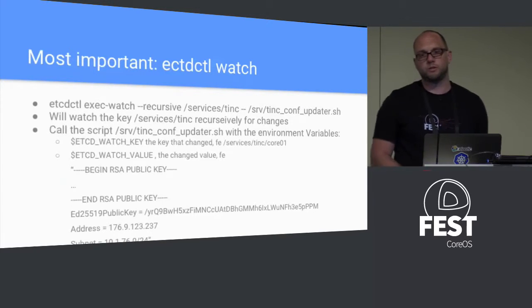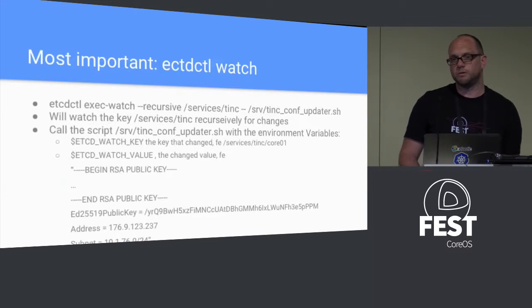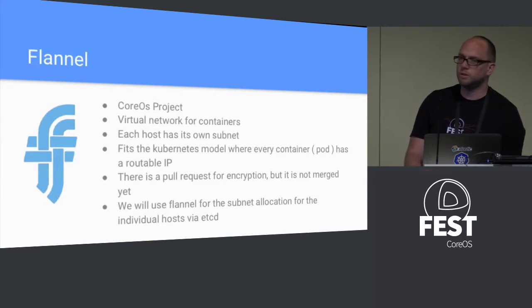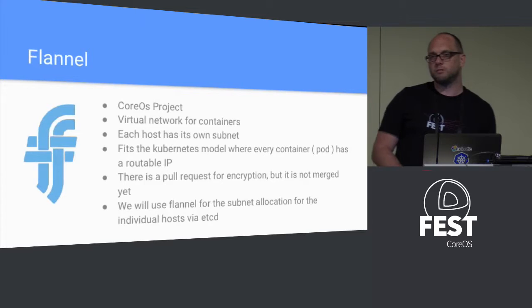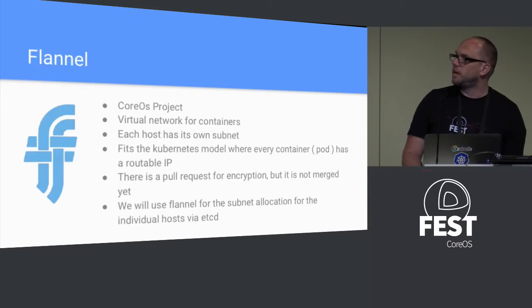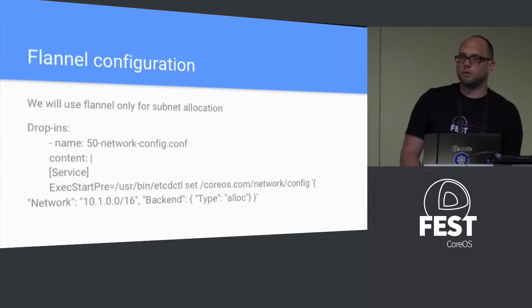Then Flannel. Flannel is a CoreOS project. Here we heard the news that it joined forces with Project Calico into Canal. So my talk might be a bit outdated regarding this, but when I started, all of this was not happening. And I still think it's a valid approach if you need network encryption, because for now, Calico or Canal, Flannel is not providing this. I use Flannel only for the subnet allocation. There is a special backend called alloc, and it just allocates a subnet for your host, and I write it into an environment file. Then I can read this and configure the VPN accordingly.